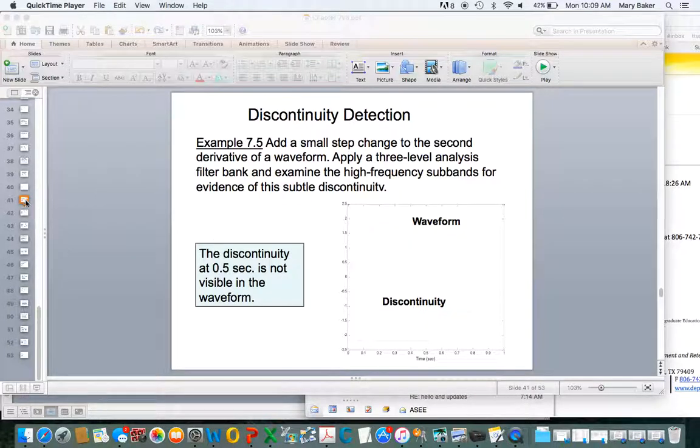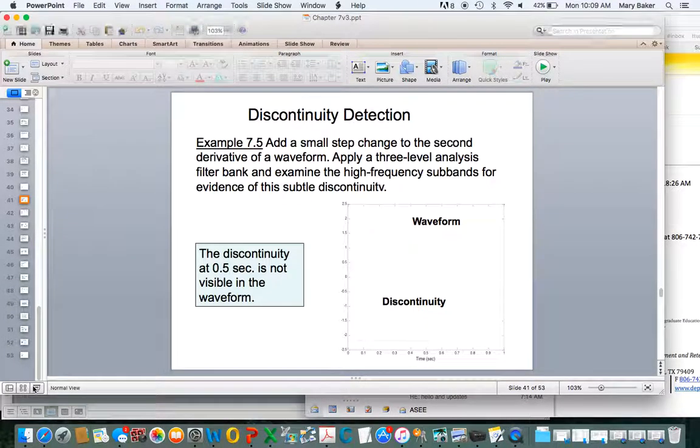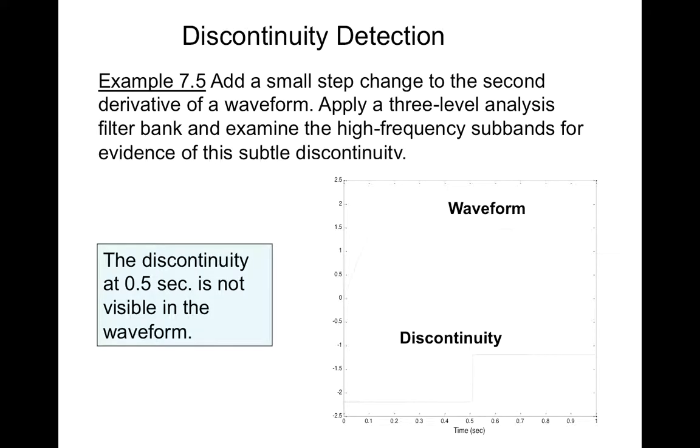Okay, so this is an example of what happens when we want to identify a feature in a signal that's not necessarily obvious in the signal itself, but that's buried in the signal and consists of a time localized discontinuity. So here's our waveform, and what's not obvious is that buried within this waveform is a little step discontinuity that occurs at 1/2 second.